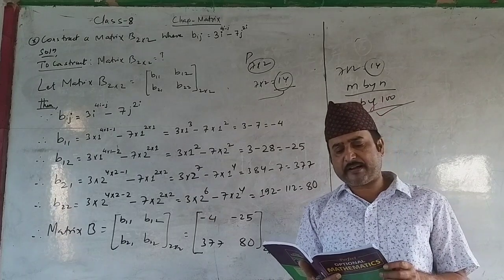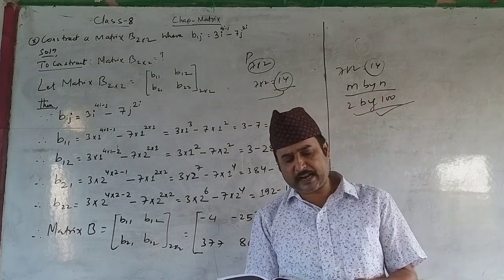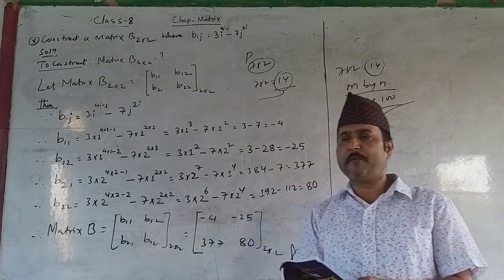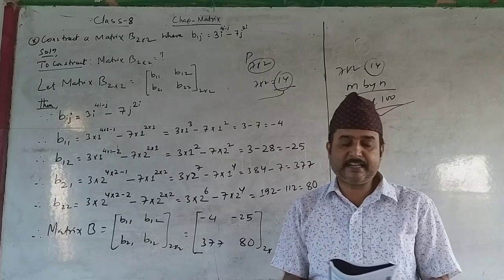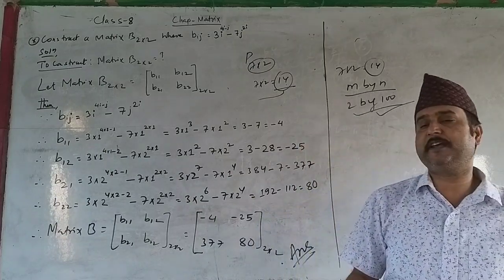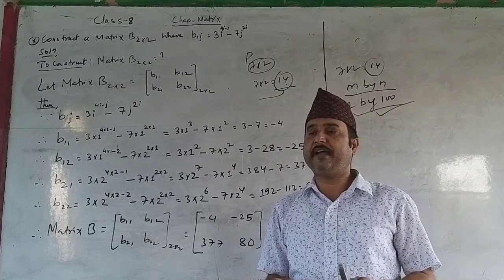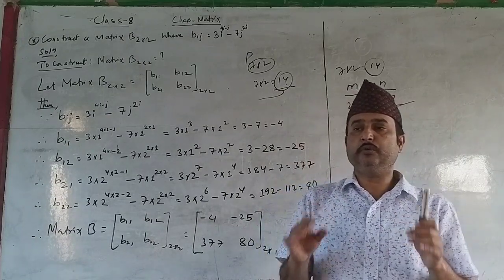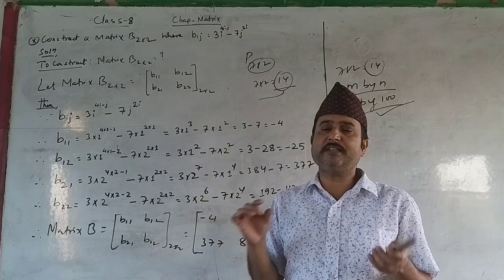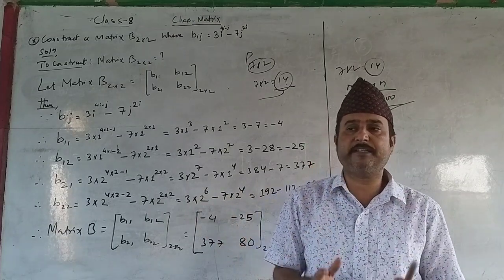Identify square and rectangular matrices from the following matrices. There are so many matrices given over here, 4 or 5 matrices. You need to identify whether the given matrix is a square matrix or a rectangular matrix. It is very easy. What to do? You just see what the order is. First of all, you identify the order of each matrix.